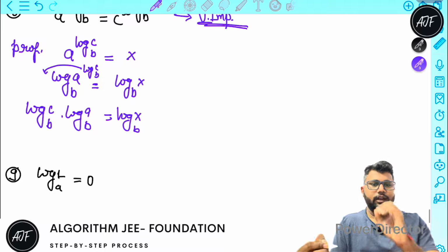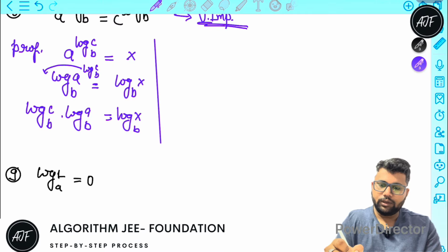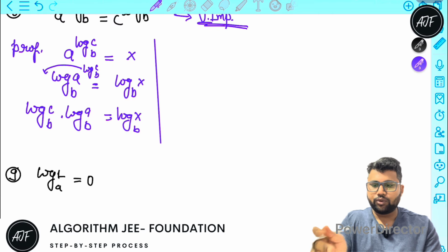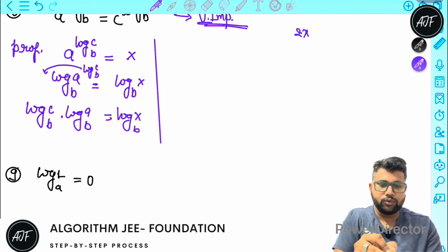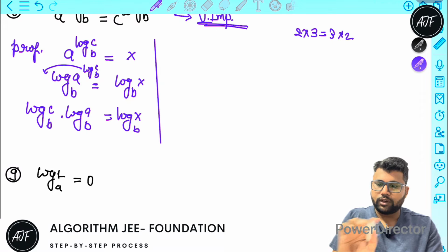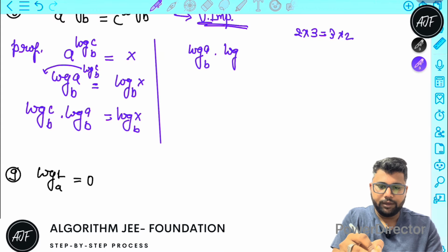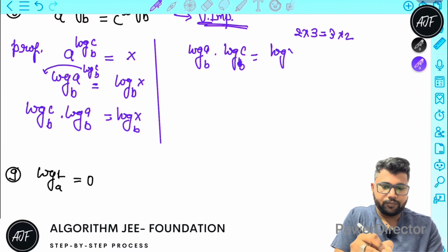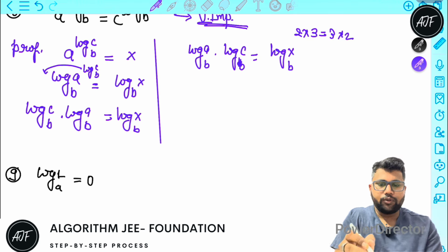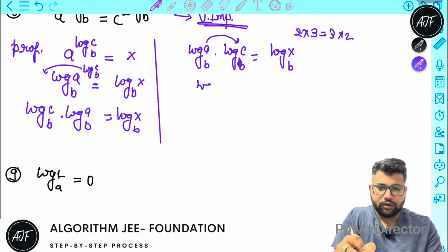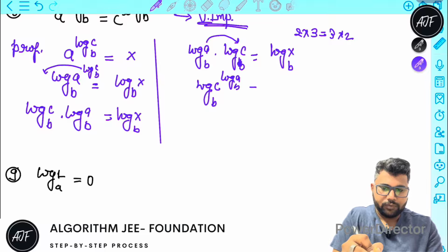After that, you can see that since it is a multiplication, the terms can be interchanged, because 2 into 3 is equal to 3 into 2. So now it converts like this: log a base b into log c base a. After that, log x is the same and the base b is also the same. So now the coefficient is converted into a power. So you see log c base b, and a whole power log a base b. Converting the coefficient into a power, the reverse is also possible.